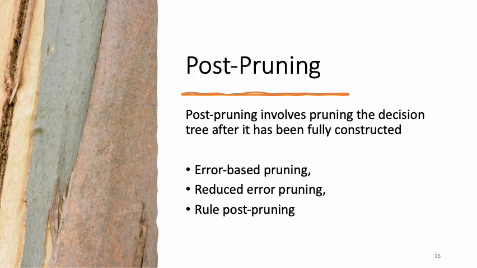If the error of a leaf node is lower than or equal to the error of a subtree, the subtree is pruned and replaced by the leaf node. The error rate is typically calculated using a validation dataset.